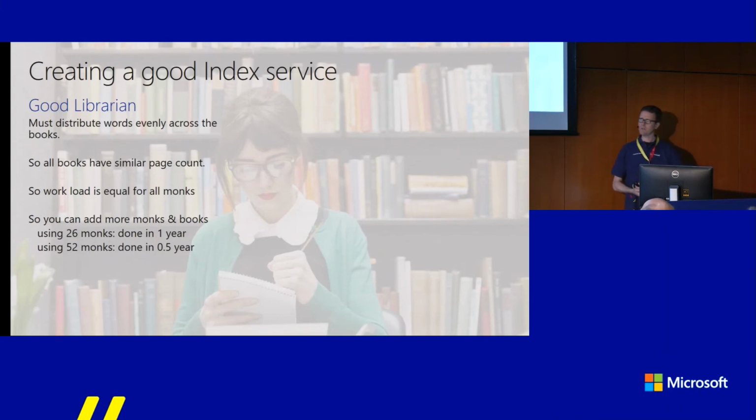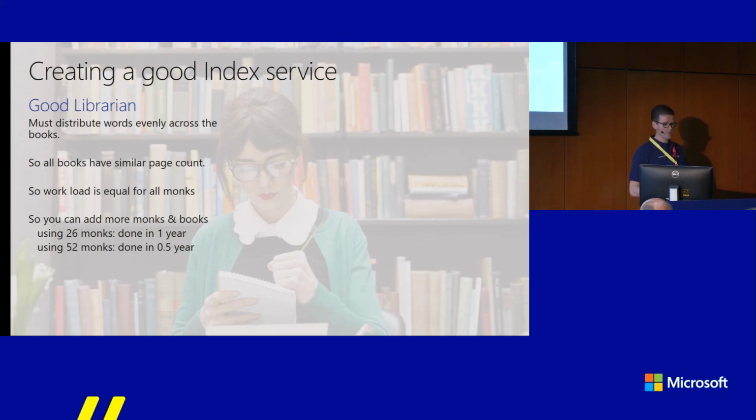All right, now how do we create a good index service? Let's first start with the analogy again. A good librarian must distribute the words evenly across all books. So if we decide to go with 52 books, then the librarian needs to make sure that those 26,000 words are distributed evenly across those books, so that every book has about the same page count, and so that the workload is distributed evenly across all monks.